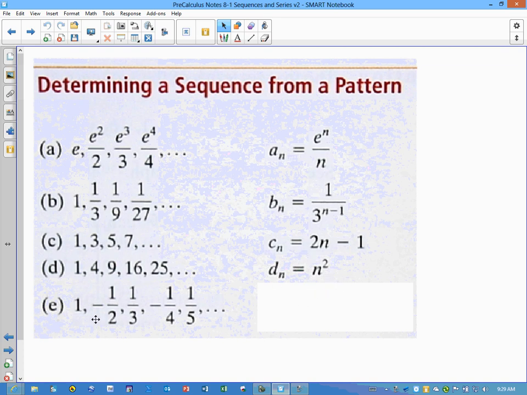And the last one can be a little tricky. Again, we're going to think of the first term as 1 over 1. And then the numerator is just 1, 1, 1, 1, always ones. The denominator is 1, 2, 3, 4, 5, etc. So it's 1 over n. But notice how we have a positive, then a negative, then a positive, then a negative. And we saw that before. That happens when we take negative 1 and raise it to a power.